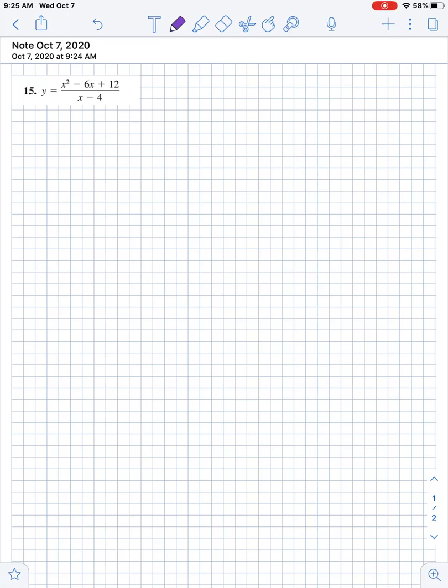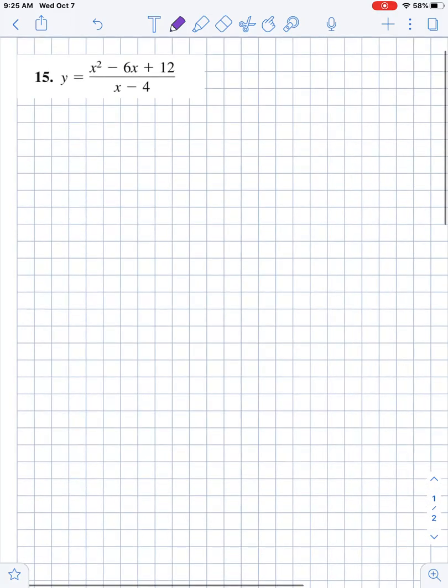I've had some requests to finish solving question 15 that we started in class on Monday. So I'm going to solve this one all the way through. That way you can see the whole process from beginning to end. We started by looking at asymptotes, and that's about as far as we got. So I'm going to pick up where we left off.